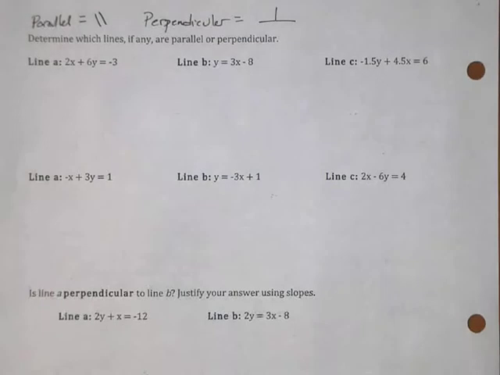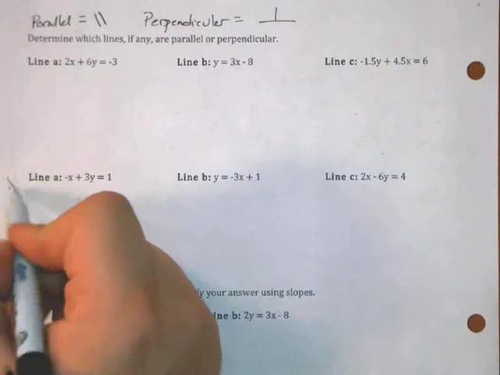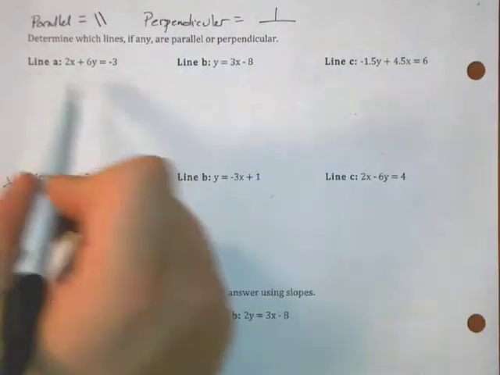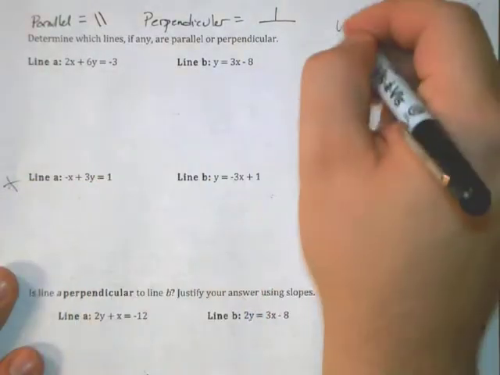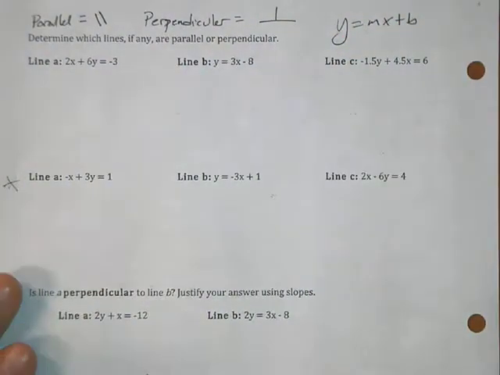Sure. Determine which lines, if any, are parallel or perpendicular. How are we going to do that? What do you need to find in the equation? Let's find the slopes and then compare them. What's the easiest way to find the slopes of these lines? All the things we just did in the warm-up. Yeah. So we'll do the first one together, and then we'll let you work on the second one. Let's rewrite each of these three lines in y equals mx plus b form. When we do that, we can just compare the slopes.